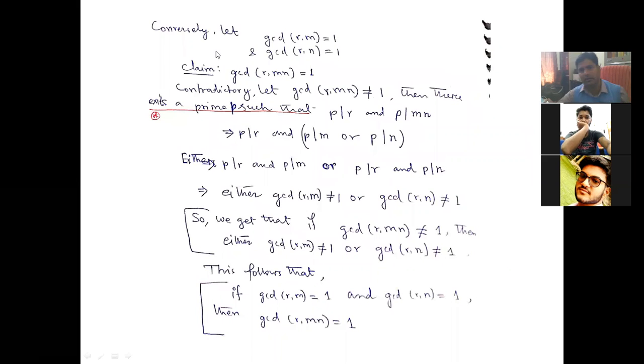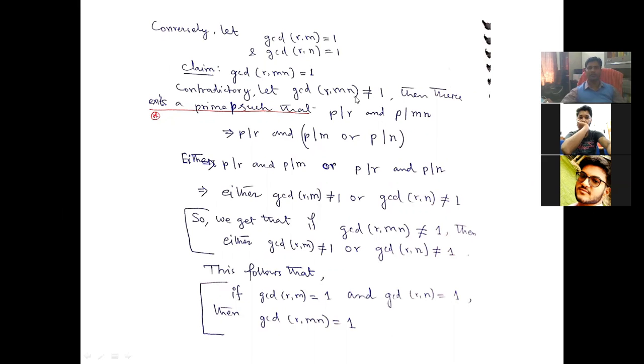Now conversely, you take GCD of r, m equals 1 and GCD of r comma n equals 1. You need to prove that GCD of r comma mn equals 1. So this is a very important result actually. In Euler's theorem or some other theorem, we will use this result very frequently.